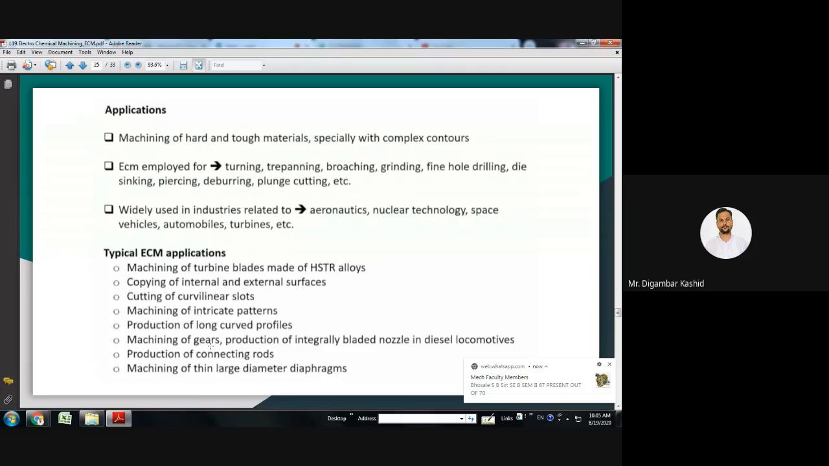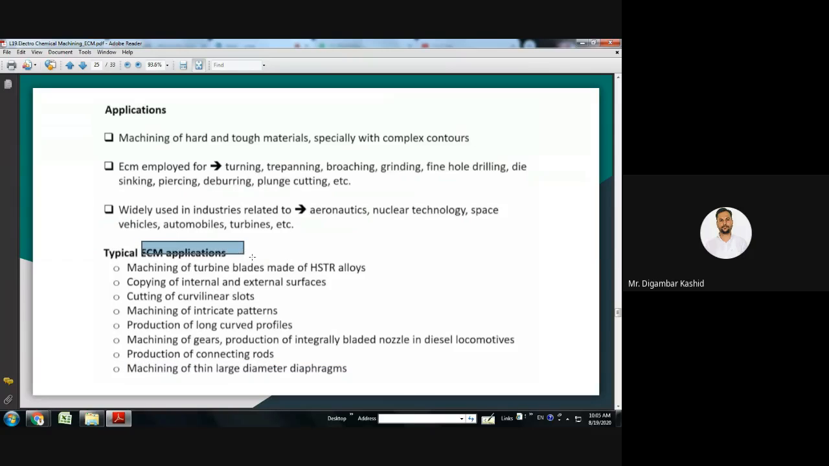Again, production of connecting rods, then stellite rings. That production we can do with the help of this ECM. And also machining of thin, large diameter diaphragms; for this machining also we can use our ECM process.